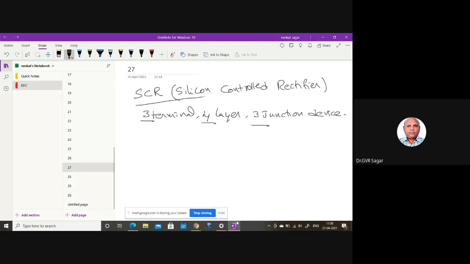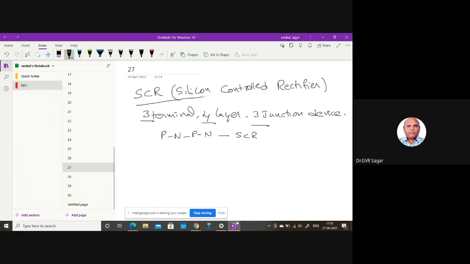So a PN junction is in series with a PN junction, PN, PN. These are the four layers we can form, or we can say that a PNP transistor and an NPN transistor are connected back to back so that we can form an SCR. A PNP transistor and an NPN transistor connected back to back give the PNPN device. It's called a silicon controlled rectifier.